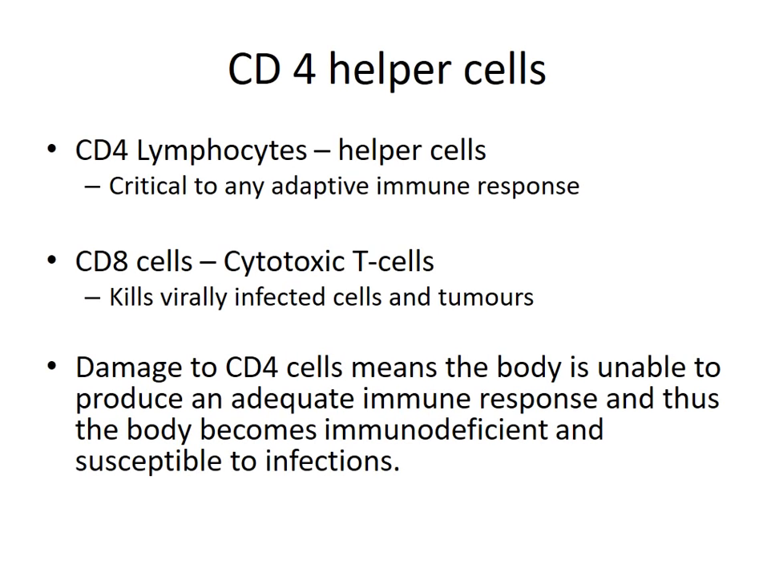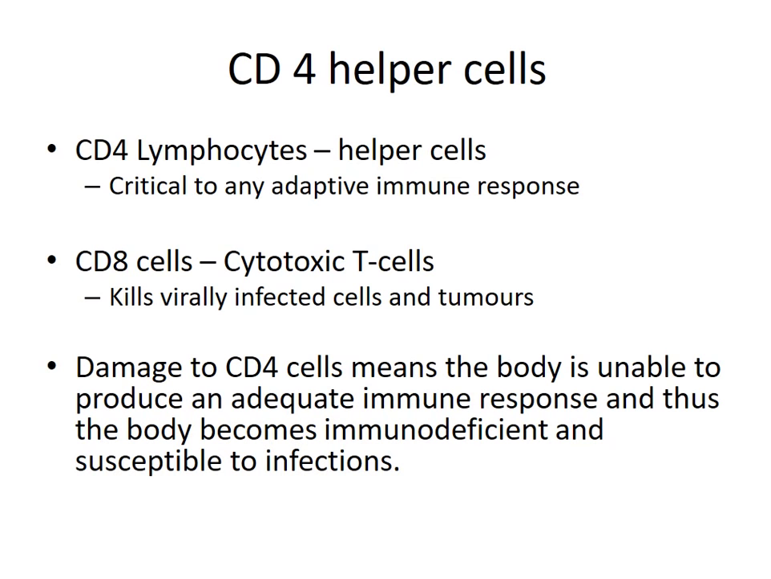Okay, so now a background to HIV and AIDS, which will be critical to the practical itself. So CD4 helper cells, or CD4 T lymphocytes, are helper cells, and the thing you need to be aware of is that CD4 lymphocytes are critical to any adaptive immune response.